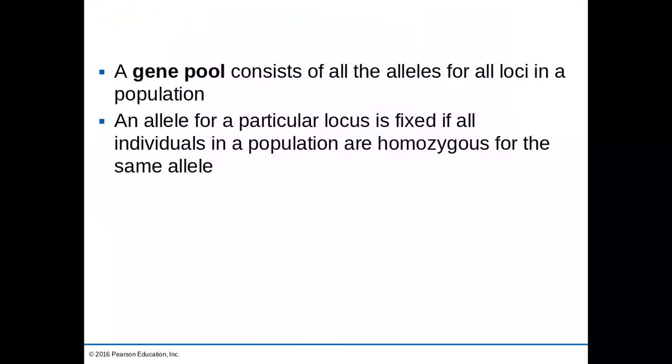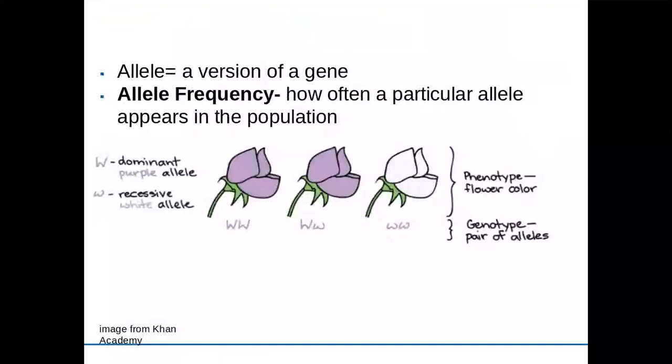So the gene pool consists of all the alleles for loci in a particular population. And this is basically the whole set of alleles that exist in a population. The alleles, if you remember from back in our unit on heredity, are basically the different versions of a gene. So, for example, we have a big W, which could represent the dominant purple allele, and a little w that represents the recessive white allele. So the big W and the little w would be two different alleles in our gene pool.